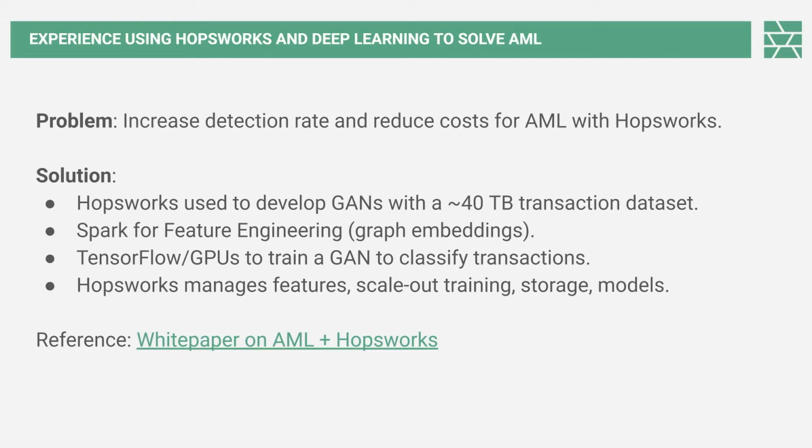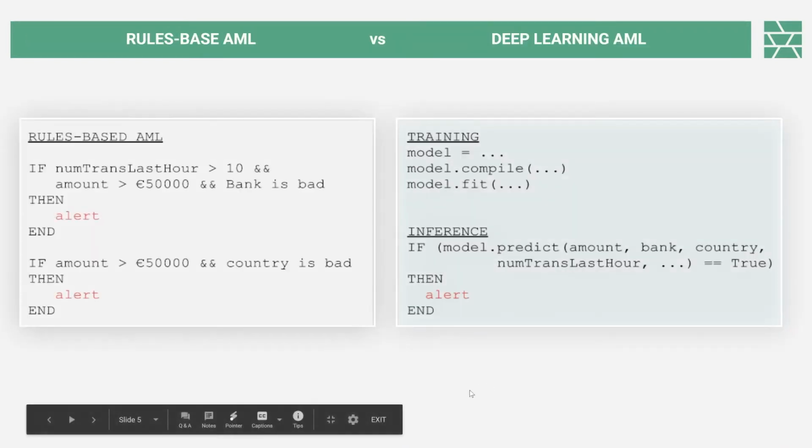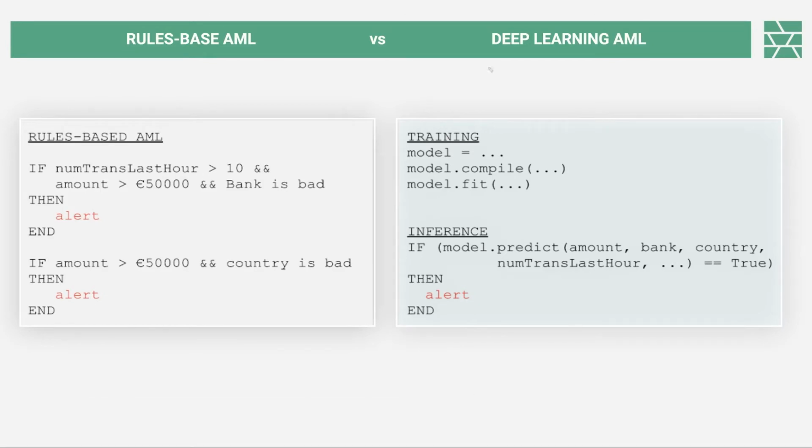And we've used the platform as a whole to manage this data, the features for our models, to scale out the training, to store the data, and to store the models, and to serve them. So there's a reference white paper that you can read up on here if you want to find out more about that particular use case. But I'm going to move on and talk about the general problem of existing approaches, the rule-based approach for anti-money laundering versus the deep learning approach to anti-money laundering.